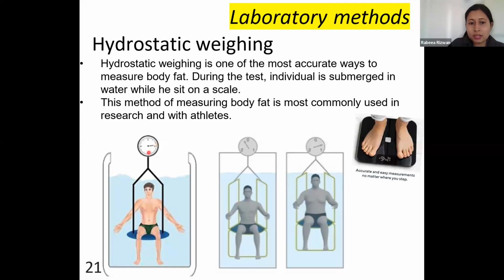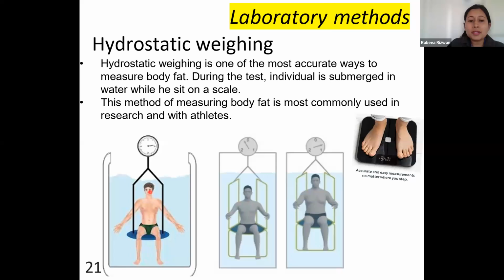If a person is submerged in water, how much water is displaced? For example, this beaker is full of water, and we throw a stone or a large brick inside. What happens? Some water will come out. It is the same here: we use a scale called the densitometer, like a weight machine, a physical weight balance.